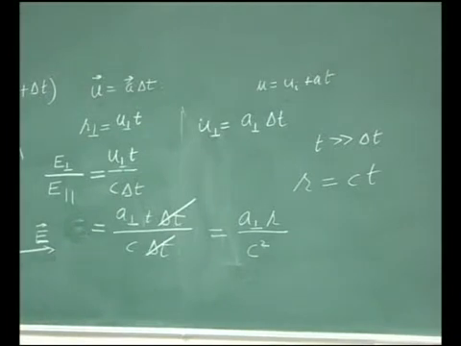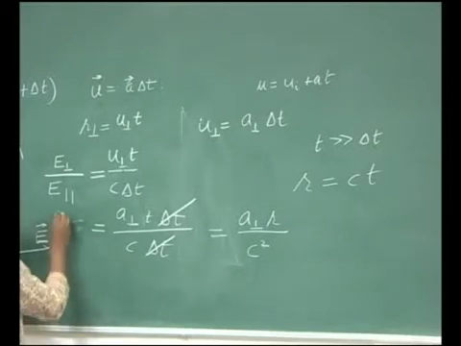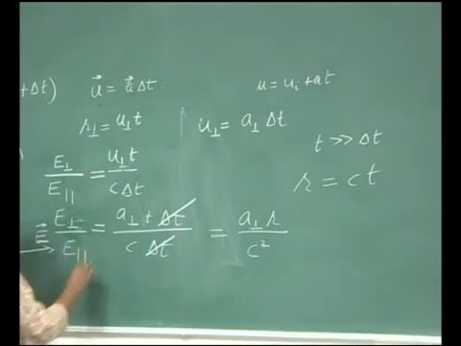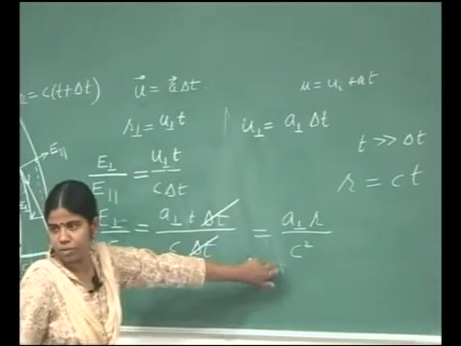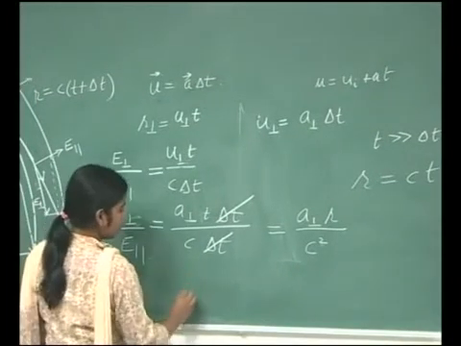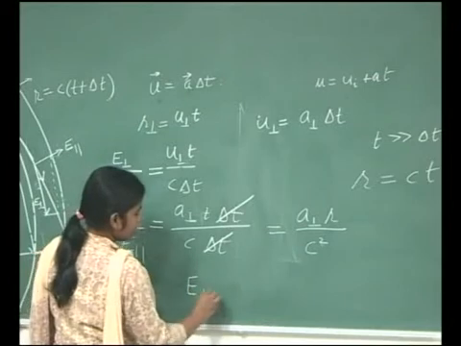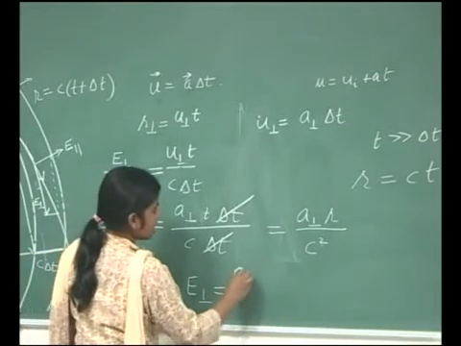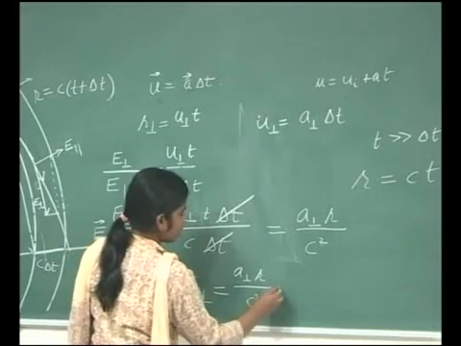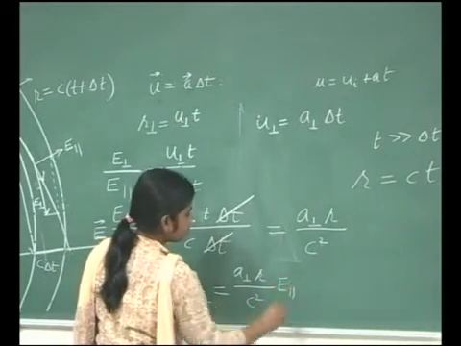Yeah, that is fine. Okay. So, now I can write this. What is this? This is E perpendicular divided by E parallel, and this is the value. So, now I can write here that E perpendicular is equal to A perpendicular R divided by C square into E parallel.